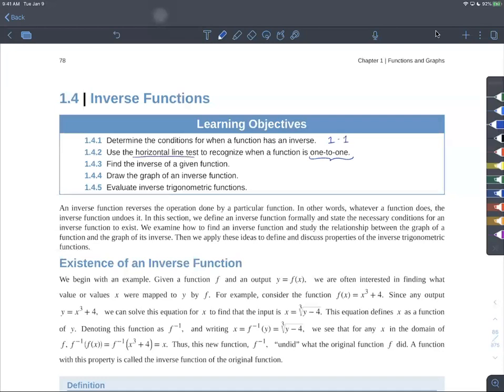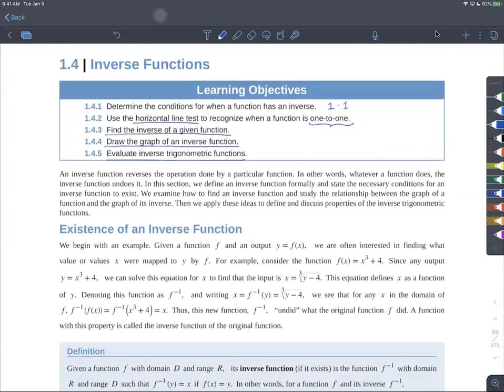So this is already giving us conditions under which a function is 1-to-1, and we're going to see that when we use the horizontal line test. Find the inverse of a given function. We'll see how to do that. Draw the graph of an inverse function. Yep, we'll go over that. And then evaluate inverse trigonometric functions. So we'll go ahead and go over that as well.